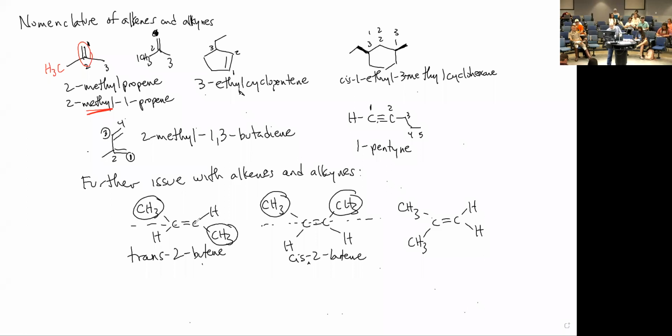Same thing over here. The two larger groups are on opposite sides of the double bond. Draw a dotted line down the double bond if it helps you to see. We don't have that with this one. There's two H's on this carbon and two CH3s on that carbon. So there is no cis and trans. And we have that one already. That guy is just 2-methylpropene.